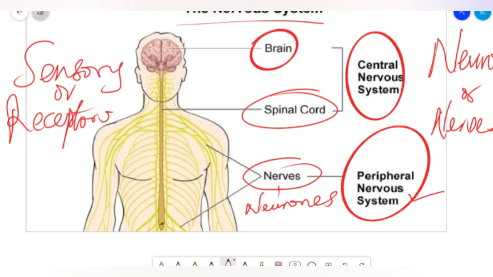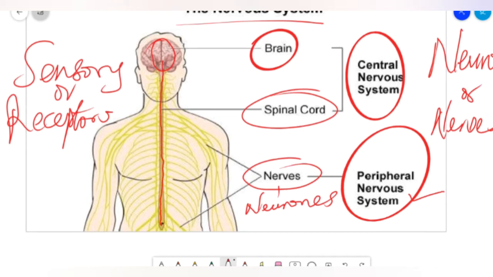Now let's look at the central nervous system. Why is it called the central nervous system? As the name implies, this name is ascribed to it because this system is located at the center of the body. We have the brain here, which is at the center, and the spinal cord, which runs at the center of the body.